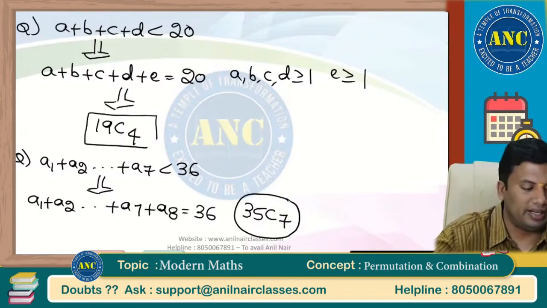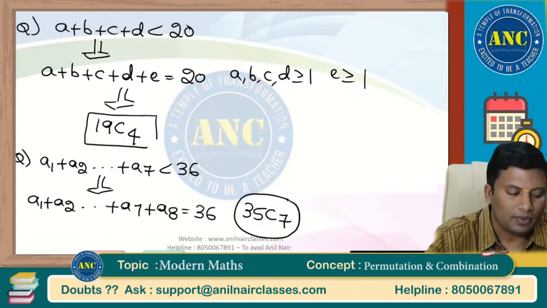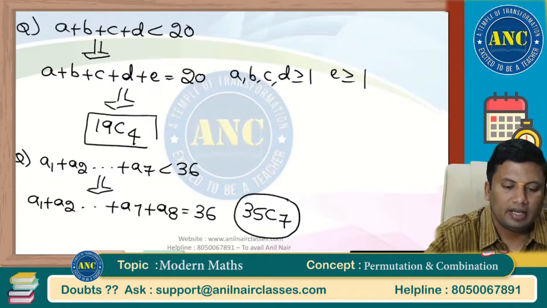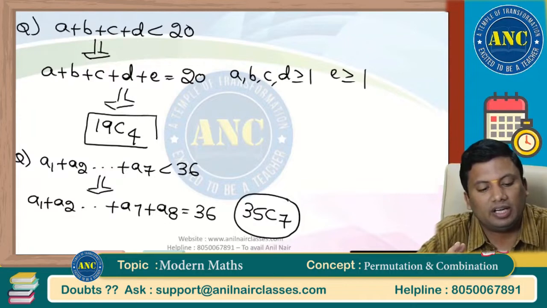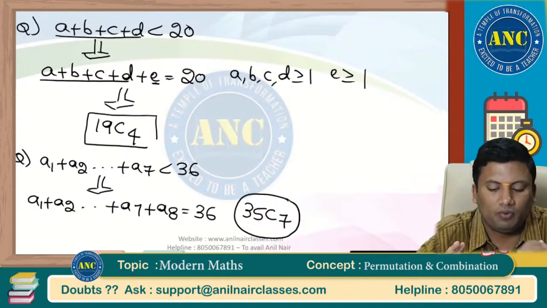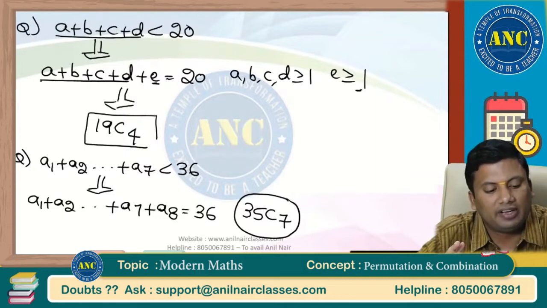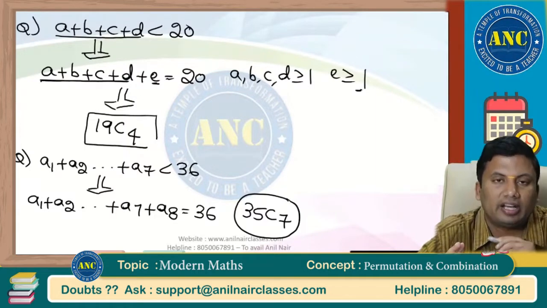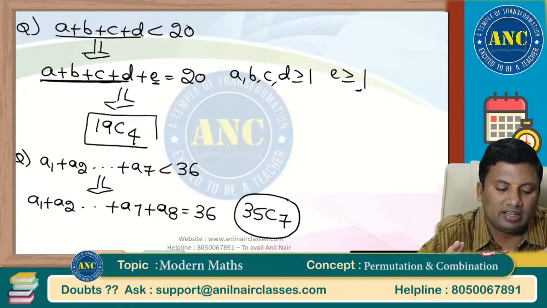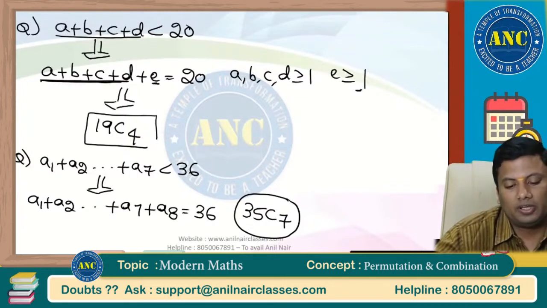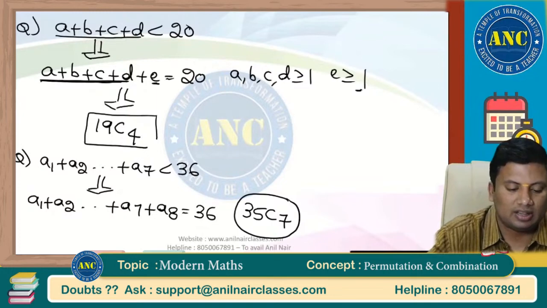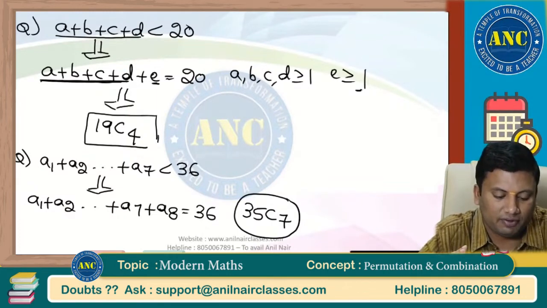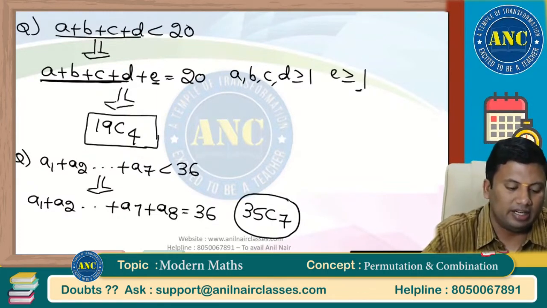I hope the idea is clear. Right? A plus B plus C plus D. If A plus B plus C plus D is 19, E will take 1 which is positive. If it is 18, this will take 2. If it is 10, this will take 10. So A plus B plus C plus D plus E is 20. So answer is nothing but 19C4.